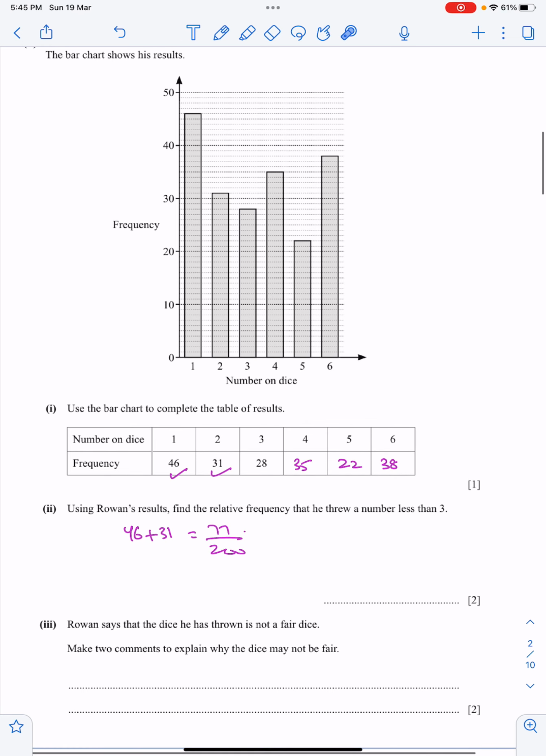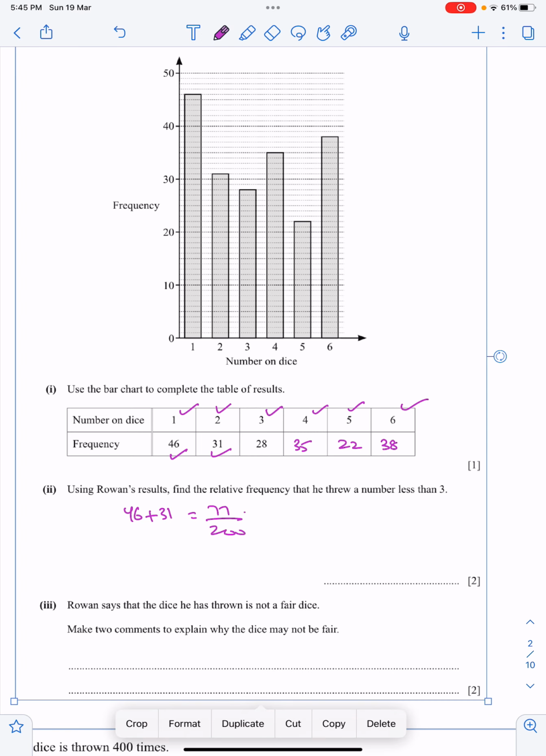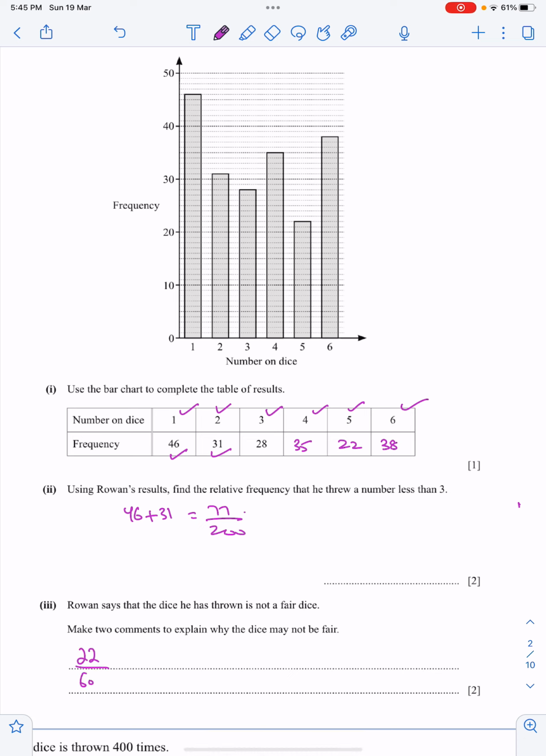Rowan says that the dice he has thrown is not a fair dice. Make two comments to explain why the dice may not be fair. If it is a fair die, then the probability of each of these numbers coming should be closer to 1 upon 6. You can notice that the smallest here is 22. So 22 upon 600 is very less as compared to 1 upon 6. 1 upon 6 in decimals is 0.1667.